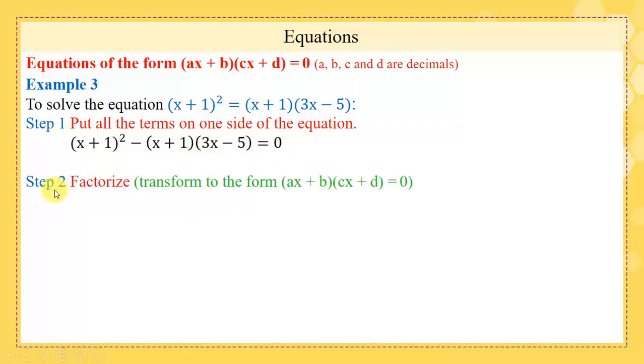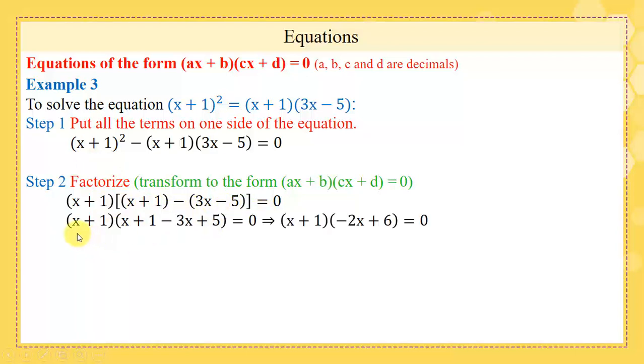In step 2, we factorize the left side to get a product of factors. Here we have a common factor which is x + 1. So we take x + 1 as a common factor. We open the bracket, we get (x + 1)[(x + 1) − (3x − 5)] = 0. Now we reduce to get (x + 1)(−2x + 6) = 0.